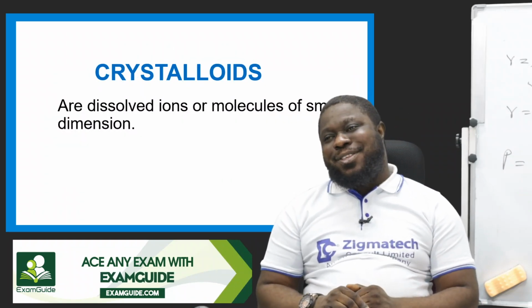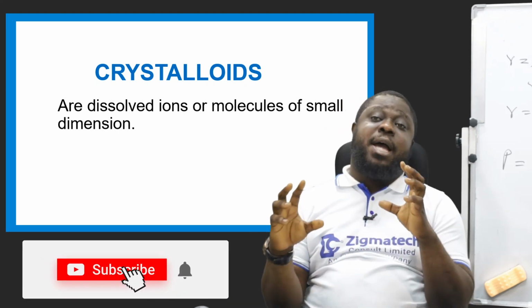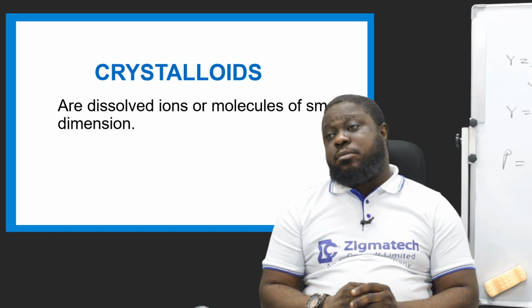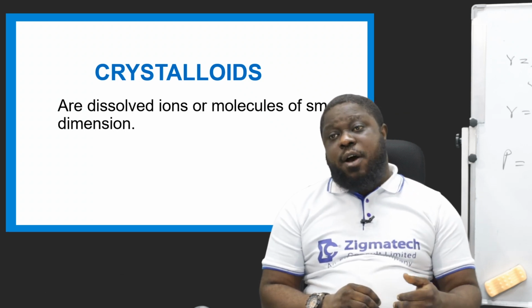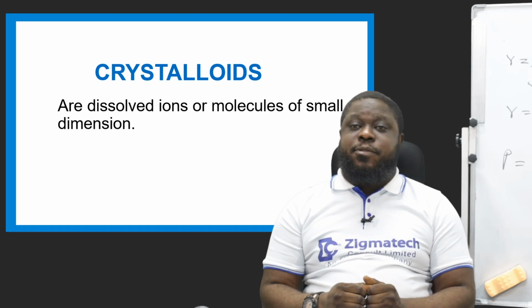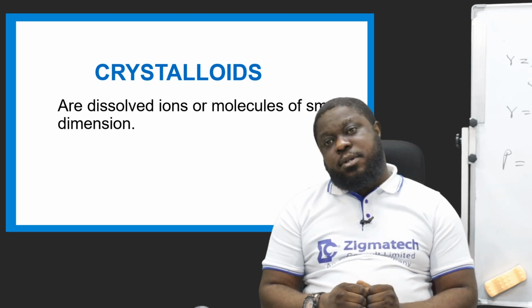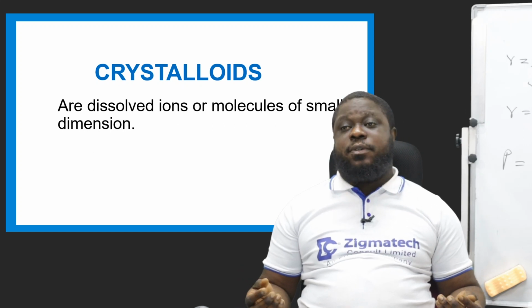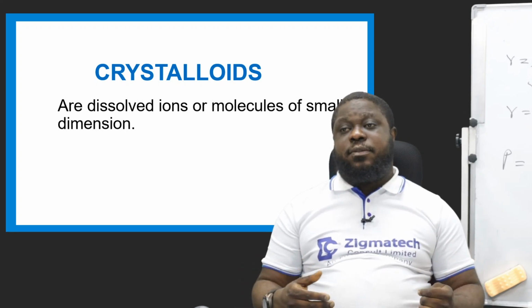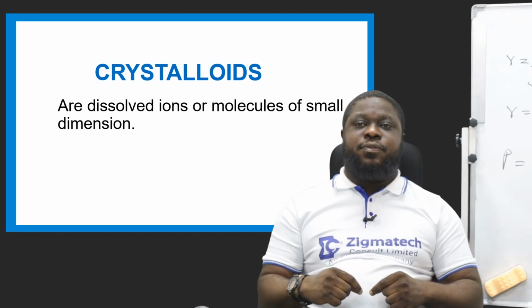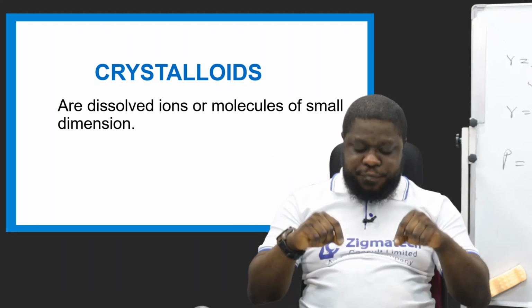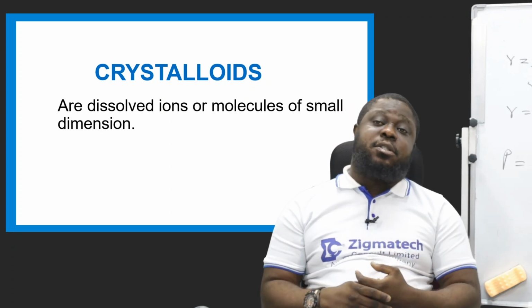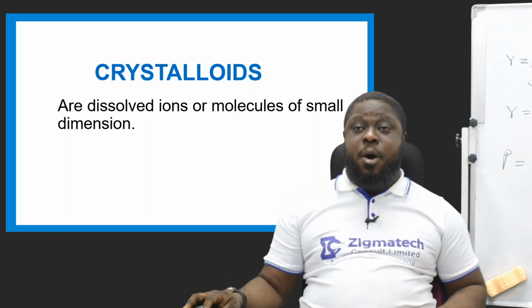Now, what are crystalloids? Like I said, in the definition of dialysis, these are the words we pick out: dissolved ions or molecules of small dimension. The salt in water will dissolve. The ions will dissolve. The molecules will still dissolve. If they don't dissolve, they cannot form that solution. So this particular thing tells us how dialysis operates.